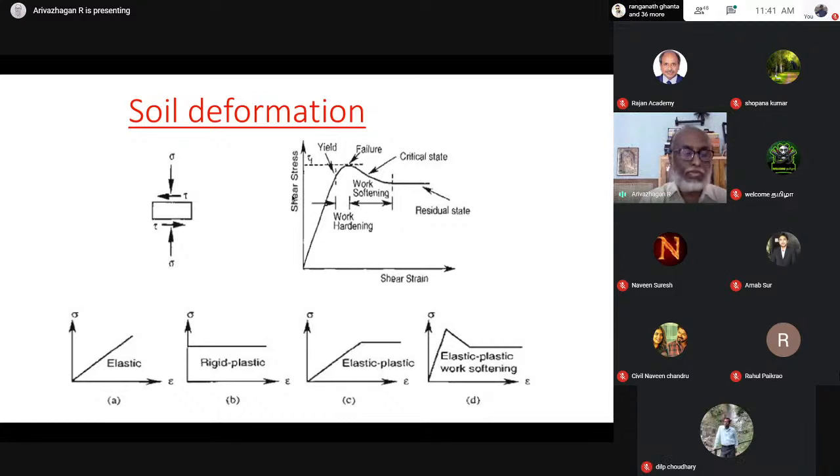For this complex behavior of soil deformation, some idealization may be needed, so that predictions of the shear strength and the maximum value of the external load can be made. These are a few of the many idealizations. The first one is elastic, then rigid plastic, then elastic plastic, then work hardening plastic, elastic work hardening plastic, and work softening.